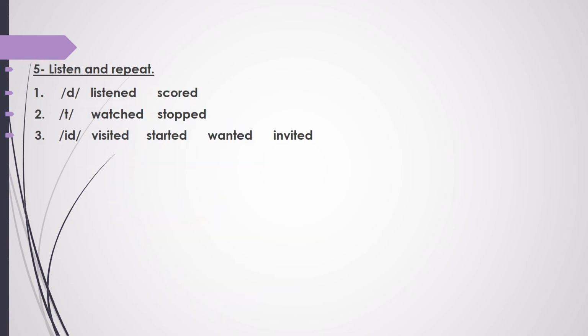Now exercise number 5. Listen and repeat. In this exercise, we are going to focus on the ed endings of the regular verbs, how we can pronounce them. Sometimes we have the sound t at the end. Sometimes we have d. Sometimes we have id. Now listen please and repeat after each word.